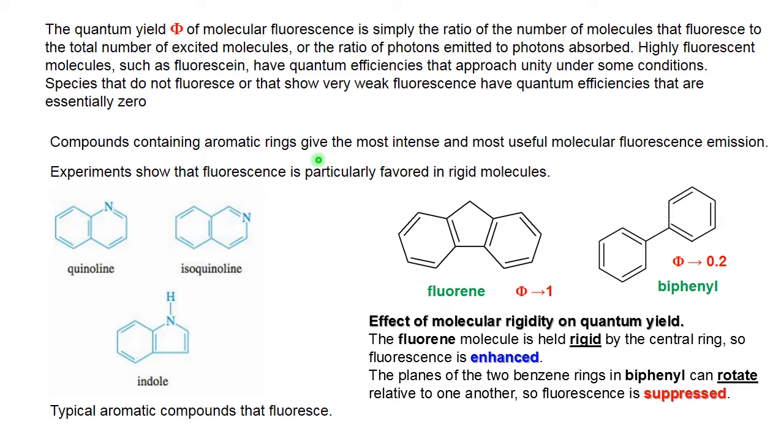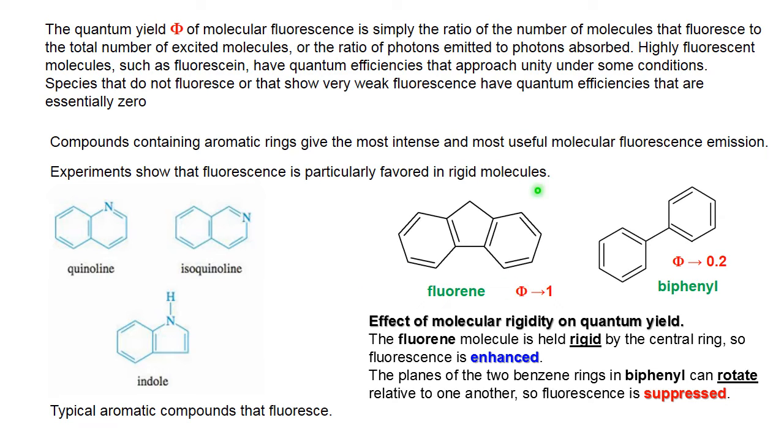Compounds containing aromatic rings give the most intense and most useful molecular fluorescence emission. The bigger the rings or the more conjugated the rings, the better the fluorescence is. So good fluorescing units are like these, or these, or these. It's important how rigid your molecule is. More rigidity means less vibration, and less chance that energy will dissipate into vibrational or rotational modes.